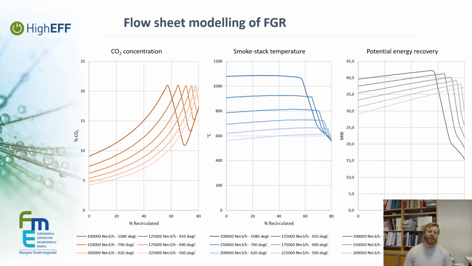Initially, we've done some flow sheet modeling, done it in a HSC Sim model, and we looked at how the two main drivers for increasing energy recovery and CO2 concentration affect the process differently. So we've been looking at recirculation of flue gas and also by just reducing the amount of off-gas volume. And both of them are efficient for both increasing energy recovery and CO2 concentration, but to do it a bit differently.